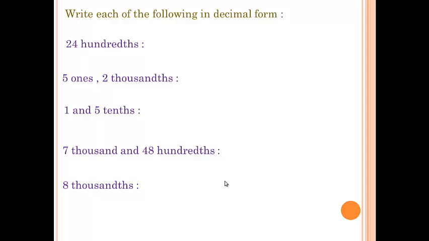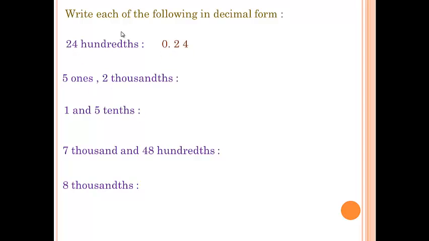Okay, write each of the following in decimal form. Okay, 24 hundredth. When you see the word TH, TH means count back, move back to the left. Hundredth, how many zeros in hundred? 2. So we will move back, start moving from ones to move back. Start from here, 1, 2, and put here your decimal point.